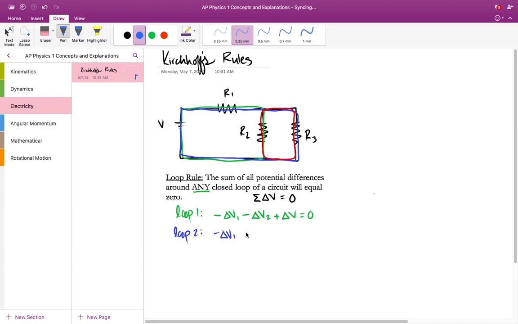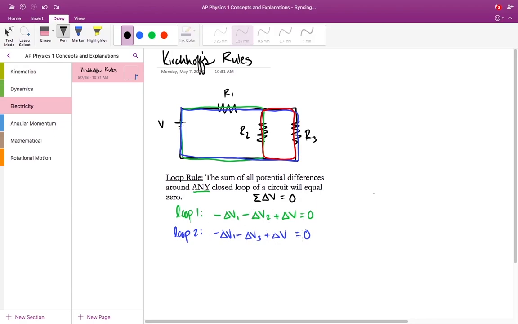We encounter R3. Delta V3, and again it's negative because we're going in the direction of our current. And then we encounter the negative terminal of a battery, so we get a voltage gain. Plus delta V equals 0. And that's great. From this, we could, if we needed to, infer that delta V2 and delta V3 are equal to each other, right? We could do that because these two components of the equation are the same, and so these two must be the same if we get the same result here.